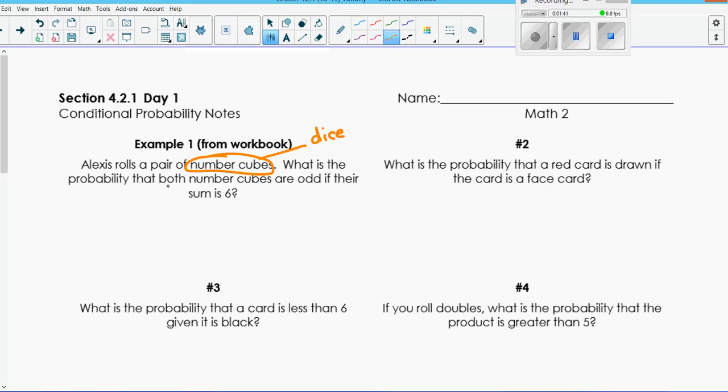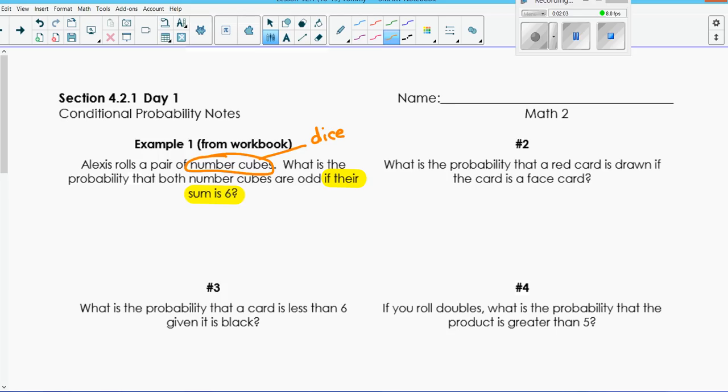So notice it's a pair, so a pair of dice, so 2 dice. What is the probability that both number cubes are odd if their sum is 6? So right here, this if their sum is 6 is what's important. That's what we want to focus on first because that's going to set our sample space. So if their sum is 6.